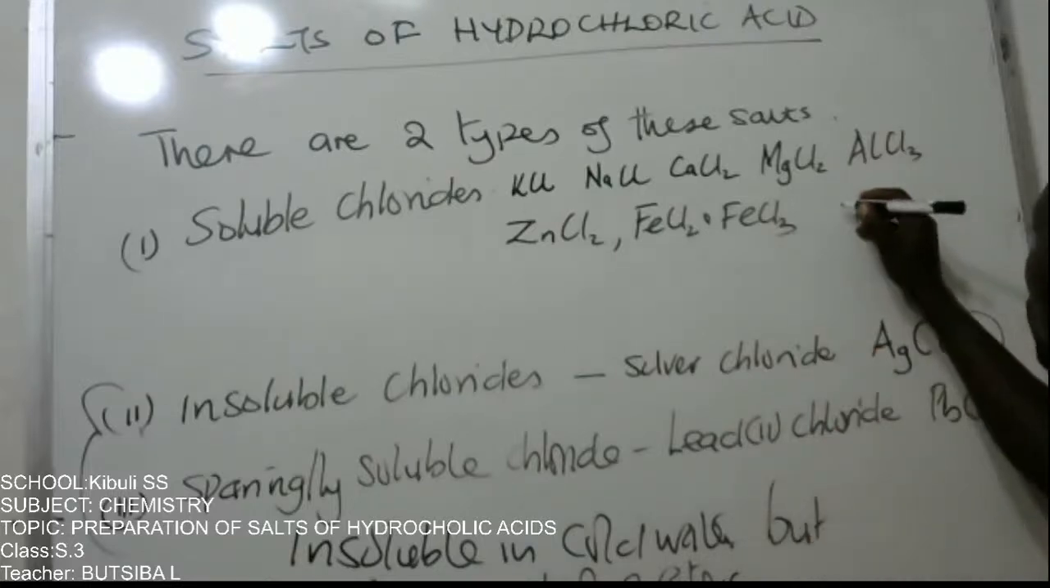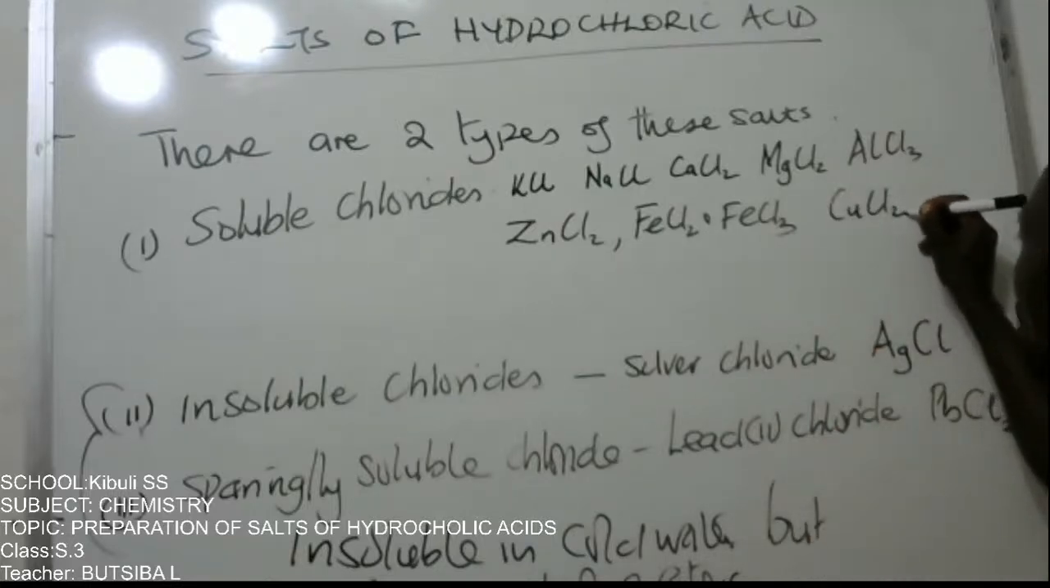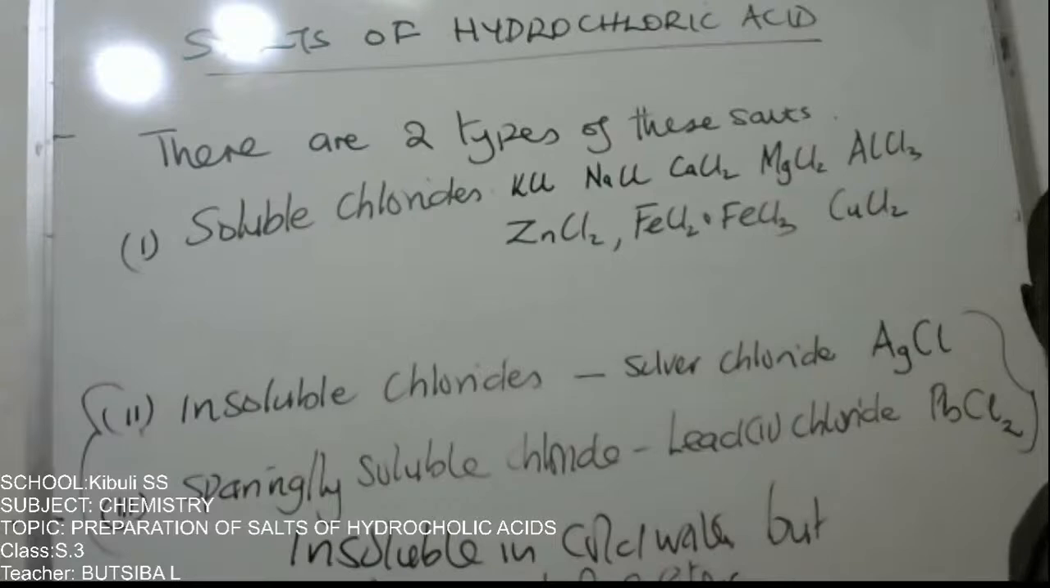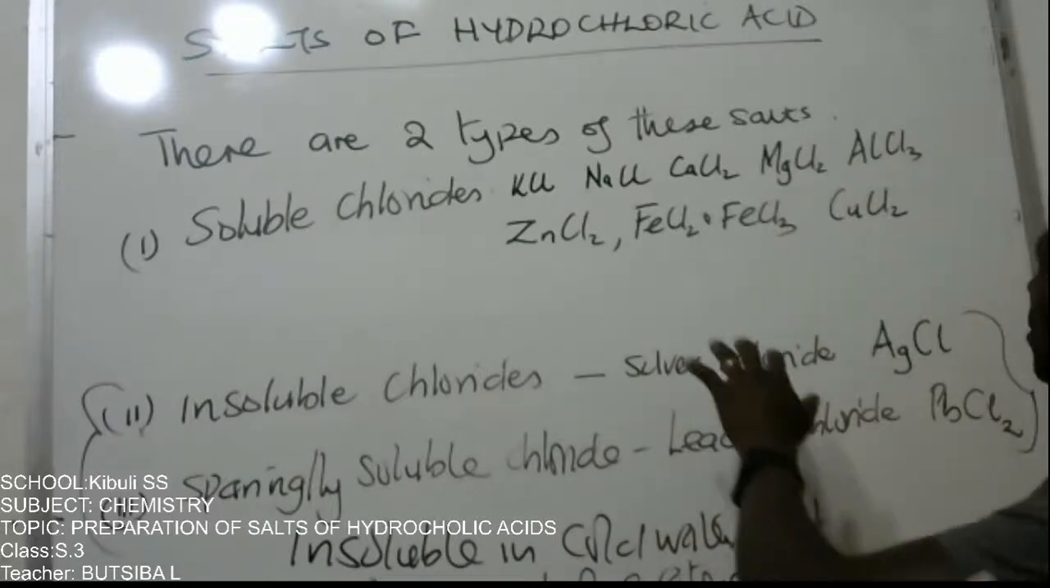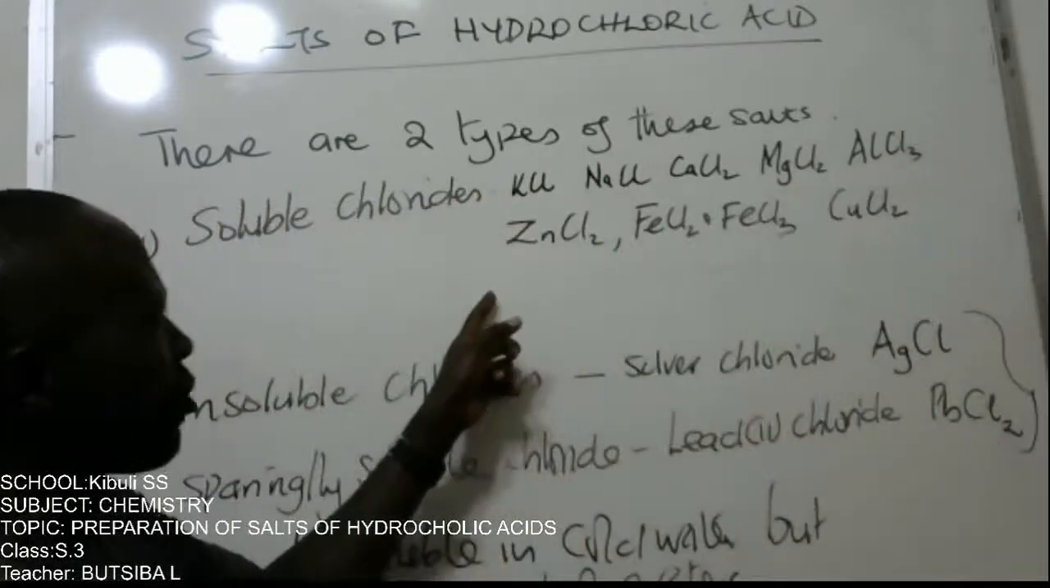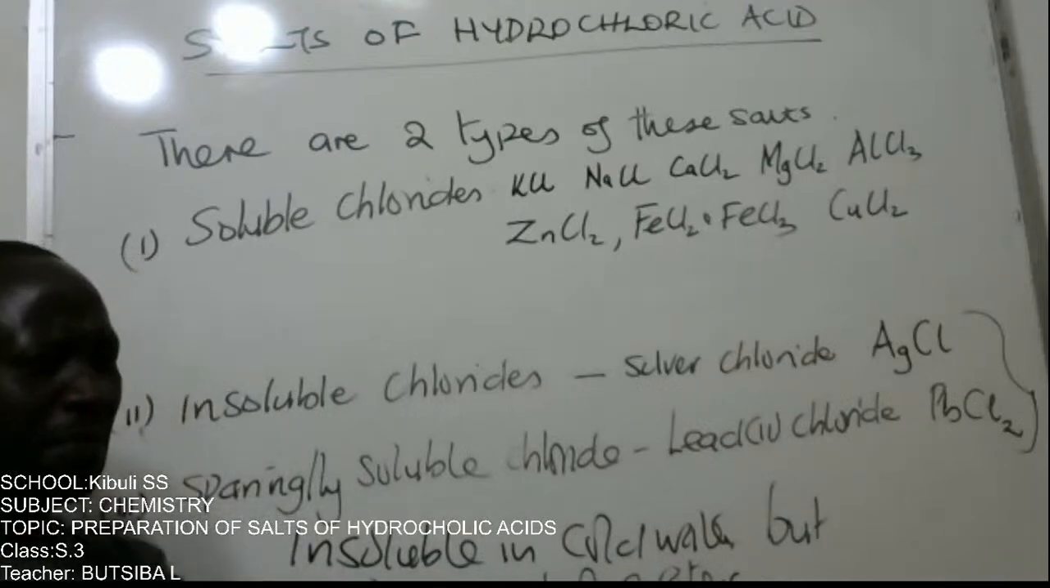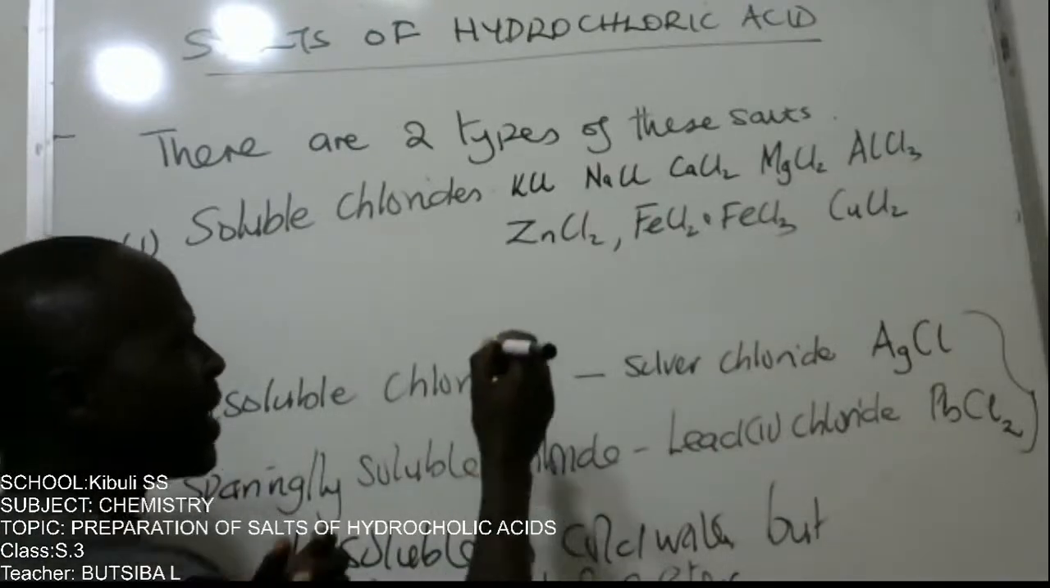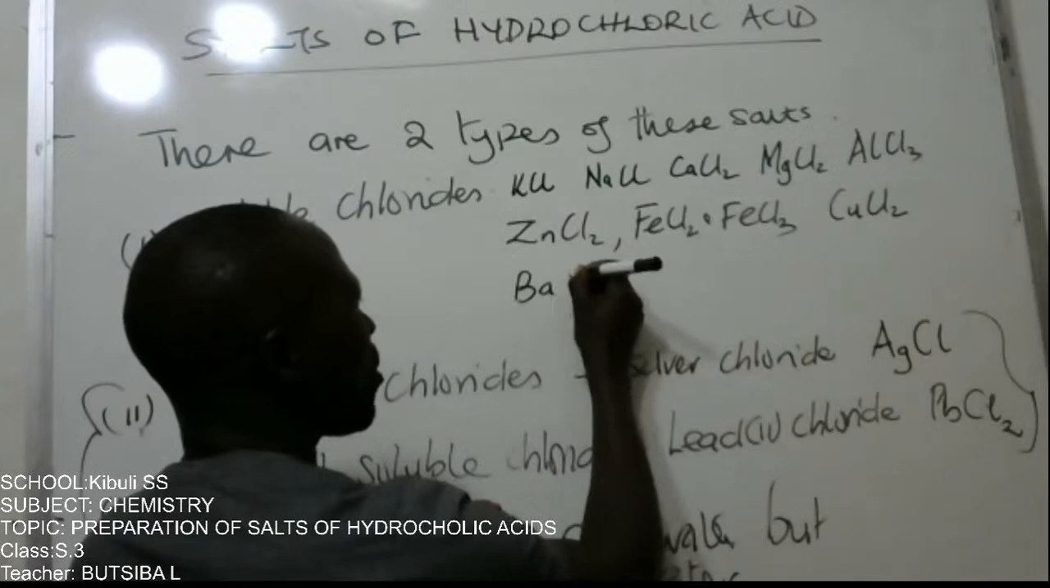And from there we come to copper 2 chloride. And what do we go next to? Silver, which is outside here. But beyond this, there are other chlorides that are not mentioned here, but you know them. What are they? Things like barium chloride.